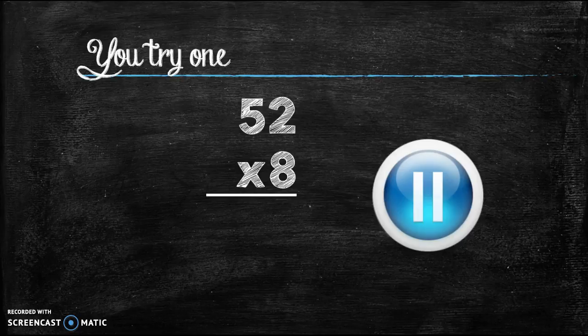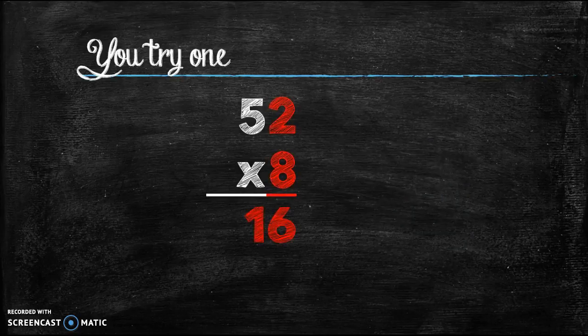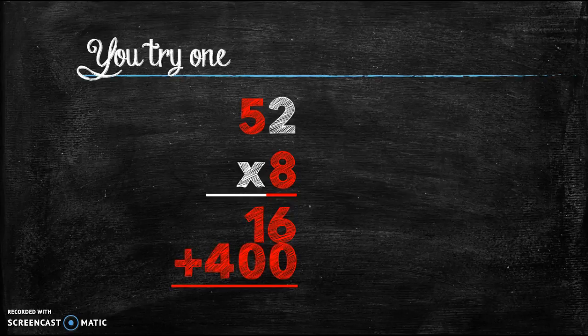Okay, we're coming back for the answers in 3, 2, 1. We start off by doing 2 times 8, which is 16. Then we're going to multiply the tens, and there are 5 tens, so that's 50. 50 times 8 is 400, and then we can add it in our heads, 416. Did you get the right answer?